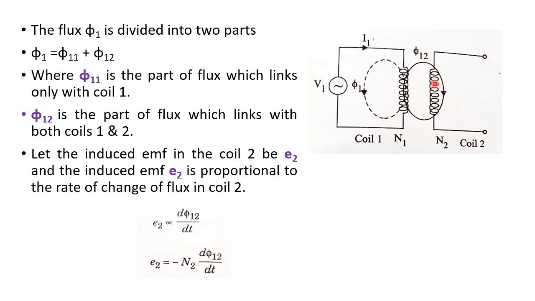Because of this changing flux, EMF E2 will be induced in coil 2, and the induced EMF E2 is proportional to the rate of change of flux in coil 2. Hence it is written as E2 is equal to minus N2 d phi 12 by dt, where phi 12 is the part of the flux which links both coils and N2 is the number of turns. Here we give the supply to coil 1, and the time varying flux and current produce the induced EMF in coil 2. That is the expression for induced EMF in coil 2 due to the supply voltage in coil 1.